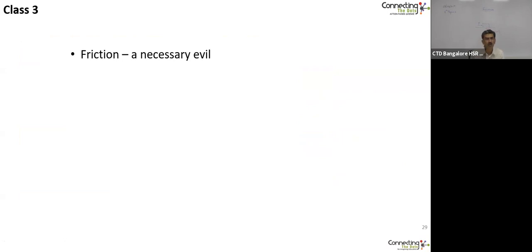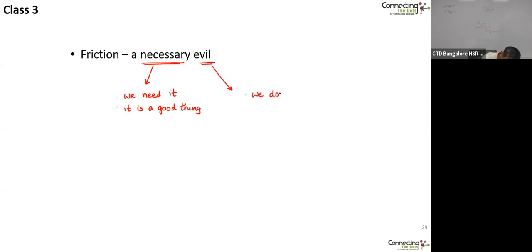Now let's talk about something called friction, a necessary evil. Now, what do these words mean? A necessary evil, what does that phrase mean? So when we say necessary, we say we need it. It means that we need it. It is a good thing. And that is why we need it. But what does the word evil mean? We don't want it. It is not a good thing.